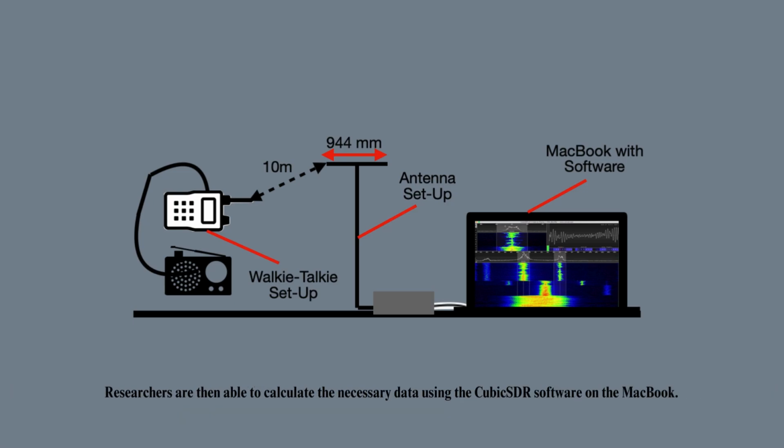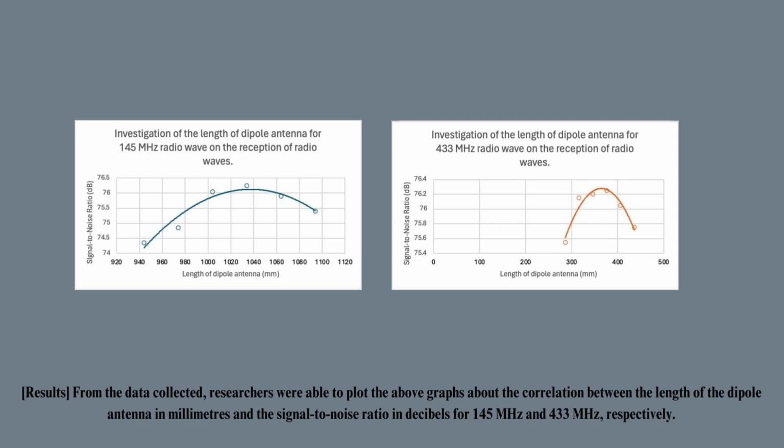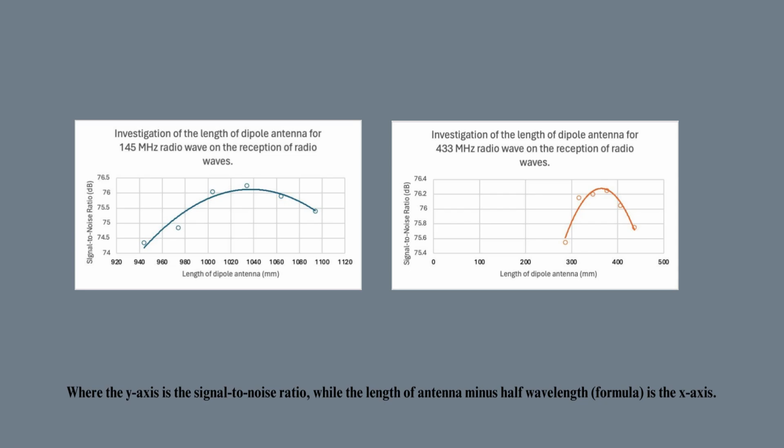Researchers are then able to collect and calculate the necessary data using the Qubit SDR software on the MacBook. From the data collected, we are able to plot a graph about the correlation between the length of the dipole antenna in millimeters and the signal-to-noise ratio in decibels for 145 MHz and 433 MHz respectively, where the y-axis is the signal-to-noise ratio, while the length of the antenna minus half of the wavelength is the x-axis.